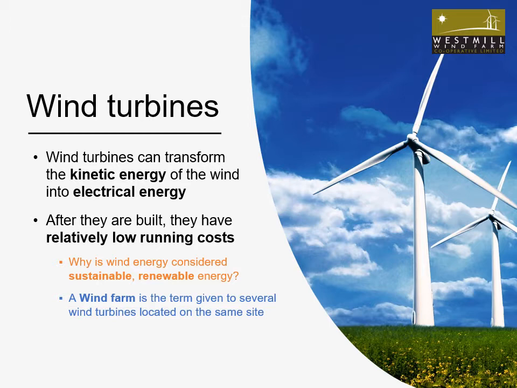Now, despite their fantastic ability to transform kinetic energy into electrical energy, wind turbines are actually quite simple structures. If you look at the picture on the right, we have a tall tower. Then we have 3 blades and they go into a central hub. Behind this hub is a housing called a nacelle, and this is where all the working parts are. A modern wind turbine should have a lifespan of around 20 to 25 years, and they're also relatively low cost to run. So I wonder if you can remember why wind energy is considered a sustainable renewable energy.